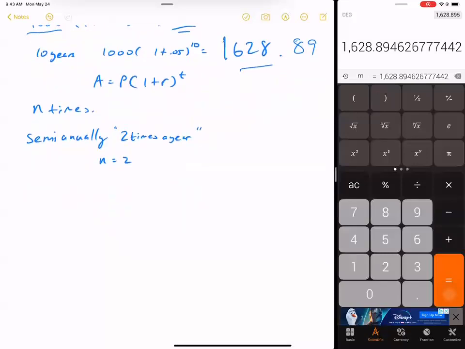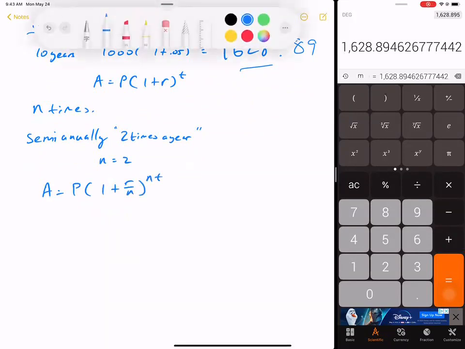So here we go. Our formula here is A is equal to P times 1 plus R over N, to the NT. Now, how do you remember this formula? This formula looks very crazy, and there's actual reasoning behind it. If I pay you twice a year, don't you get paid twice as many times? So in 10 years, instead of getting paid 10 times in 10 years, you get paid 20 times in 10 years because I'm paying you twice as often. I'm paying you semi-annually. Every 6 months, I pay you once.